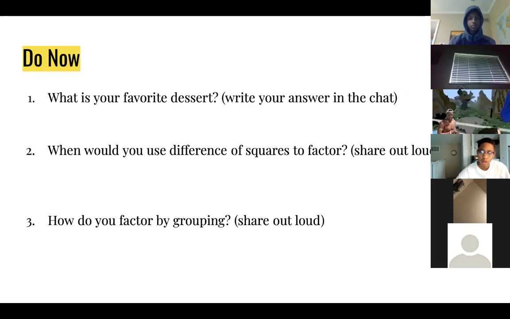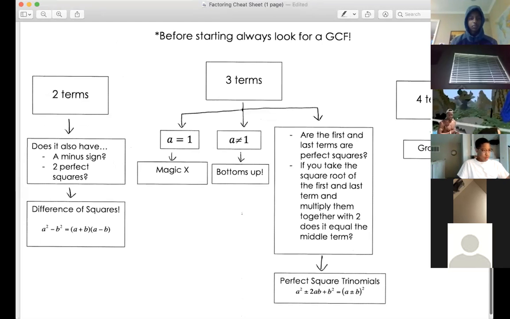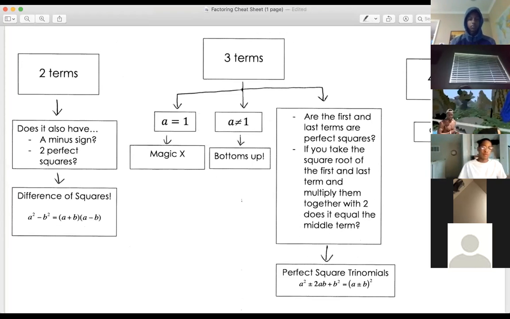Okay, cool. I want to quickly go over the notes that I put up on Canvas. I put a factoring cheat sheet up there. Today, like I said, we're just going to review everything we've talked about this week. The hardest thing with factoring is when you get all of them thrown together and you have to figure out which method works best. So I made this cheat sheet to hopefully help you figure out which method to use when.